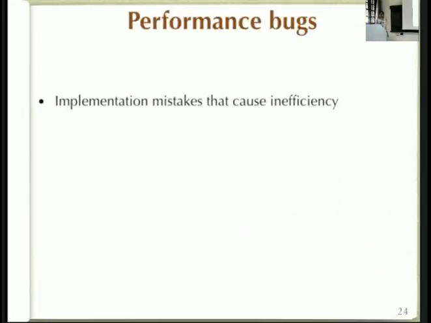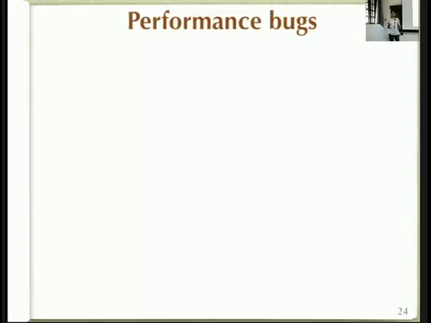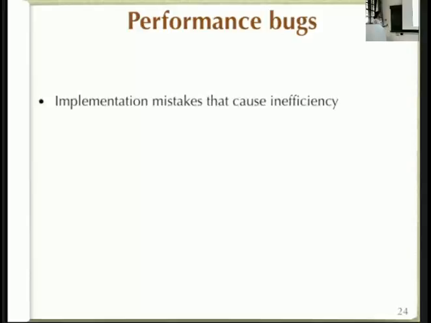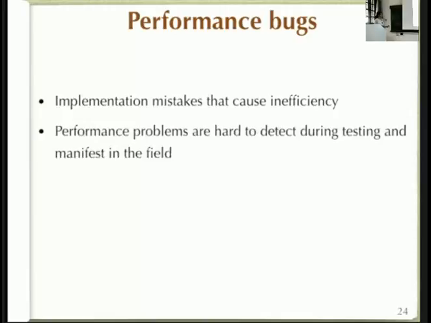So there are certain kinds of bugs. You might have come across assertion failures, stack overflow, null pointer exception like bugs. There is a different category of bugs which are called performance bugs. It's easy to guess that they are related to performance, and they affect the performance of the application, right? So it's basically implementation mistakes made by developers that cause inefficiency in the program. Performance problems are hard to detect during testing and manifest in the field.